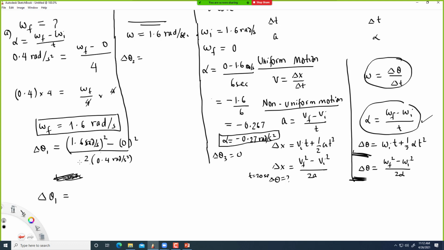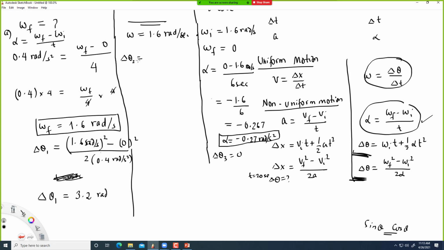So what did you get for this one? 3.2. Okay, 3.2. What's the unit for theta? Theta is angle. Angle is what? Degrees or radian? Radian, yes. We cannot use degree here. Degree only goes with sine, cosine, all those things. But if you have only theta, then you need to use the radian. So for this part, angular displacement is 3.2.